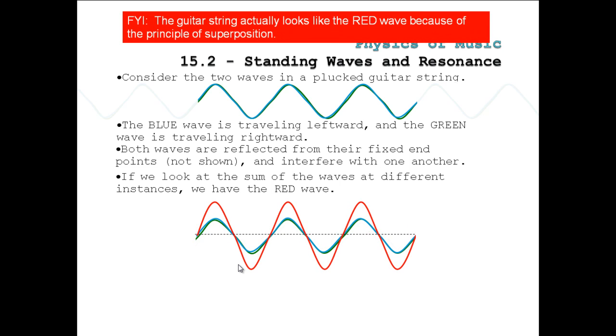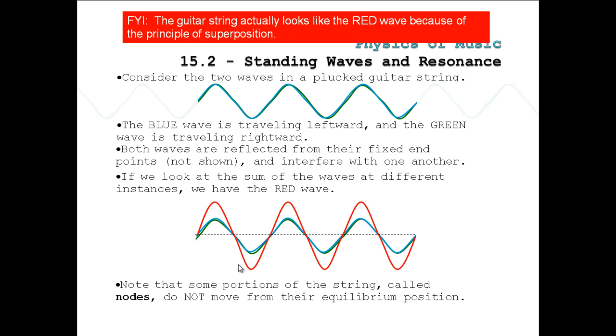Exciting, I know. So for your information, the guitar string actually looks like the red wave because of the principle of superposition, which we all know and love because we love drawing the superposition of waves. And as I said before, some portion of the string, called the nodes, do not move from their equilibrium position. So the red wave is always crossing the dash line at the same spot. That never changes. So that's its node.